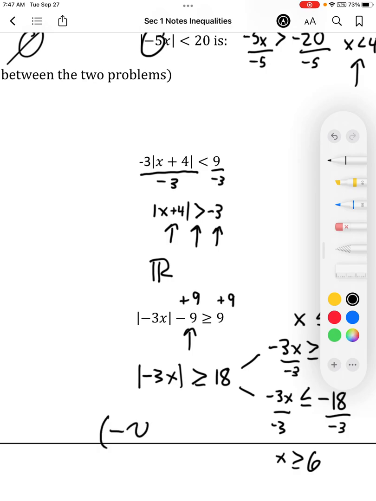So this is an OR scenario. Negative infinity to negative 6, union 6 to infinity. Once again, I made a mistake. I did the wrong brackets, so let's go ahead and fix those.